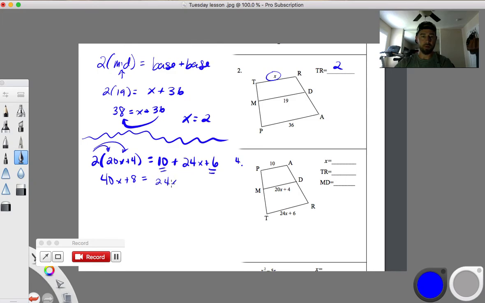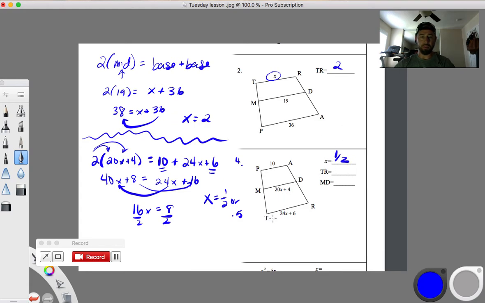24x plus 16. Okay, subtract that guy over, subtract that guy over. So what's 40 minus 24? Is that 16? X equals, is it 8 divided by 2 divided by 2? Do we get 0.5? X equals 1/2 or 0.5. Okay, you know I love fractions.